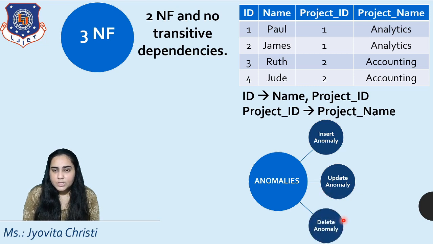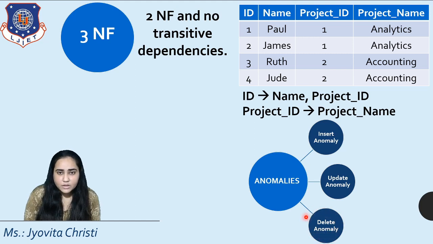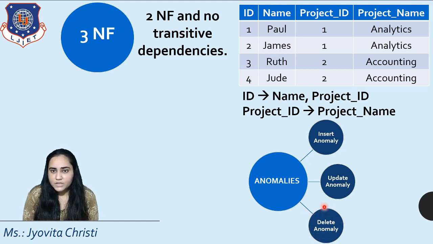And delete anomaly. So if you want to delete some project, you might actually end up deleting that employee also. For example, if I delete analytics, then I end up deleting everything about Paul and James. And this table could contain more data about Paul and James, for example, their phone numbers or their addresses or their email addresses, and all these things could be present. And I'd end up deleting all that just because I want to delete some project.